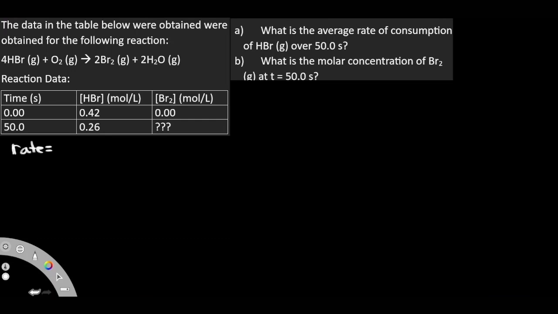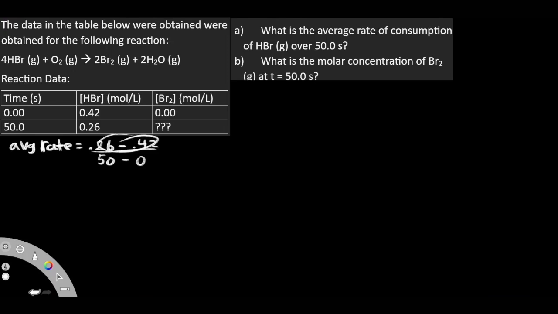So the average rate, I'll put this here as average rate. Average rate is going to be the difference in the concentration in the numerator. So this here is my concentration. So I have 0.26 at the end, and in the beginning it was 0.42, and then it becomes 0.26. And then I'm going to be dividing it by my 50 seconds minus my 0 seconds.